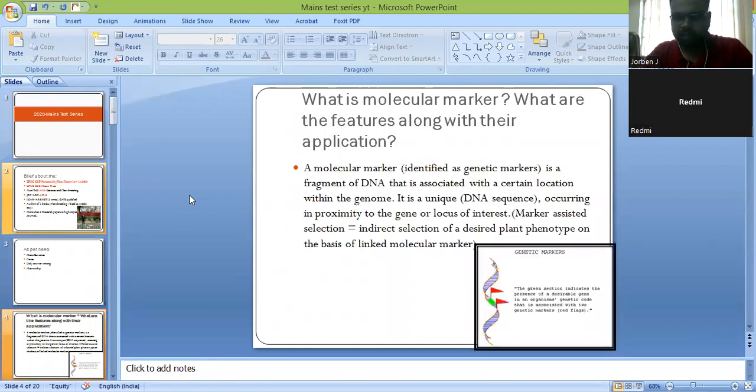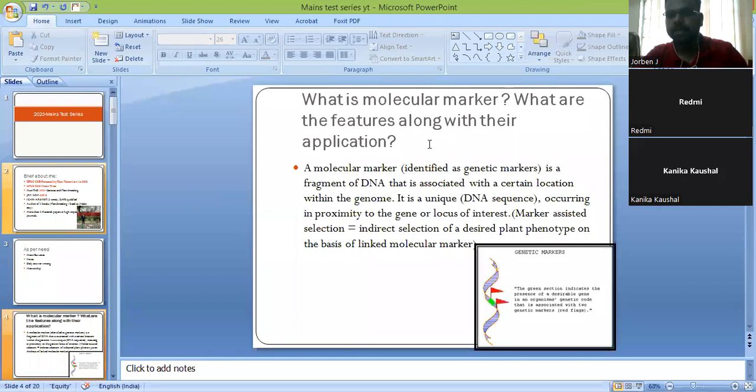So the first question we will discuss today is: what is a molecular marker? What are the features along with their applications? This is a very prominent question, and you can be sure there is a high chance it will be asked every year in some form or other. When I interacted with the Mains students, around 20 students were there in this phase of the preparation over the last 2 months.